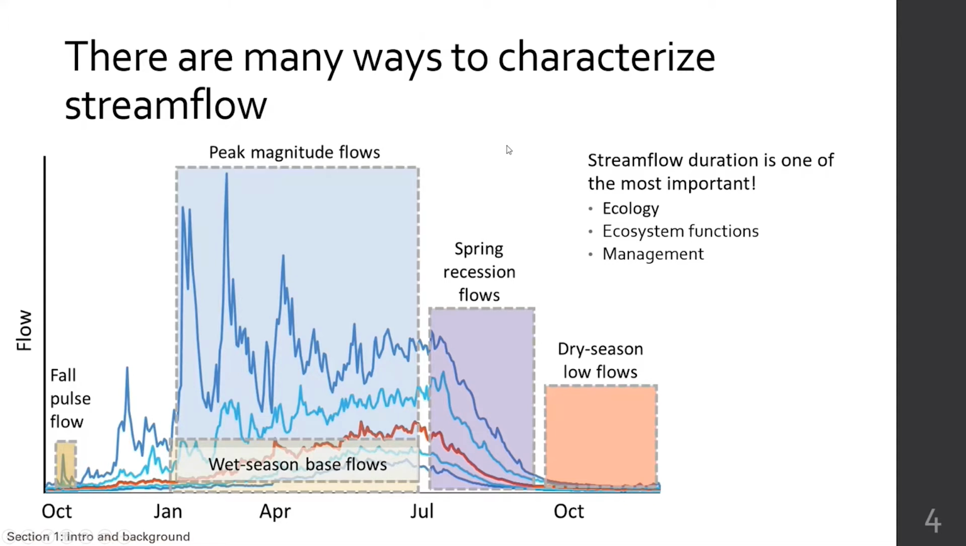And there are many characteristics of streamflow that ecologists and hydrologists will focus on, things like magnitude of flows or the timing of flows. And we're really focused on the duration of streamflow. And we believe this is one of the most important aspects in terms of what it means for ecology and ecosystem functions. And it has a lot of management relevance, as many of you already understand.